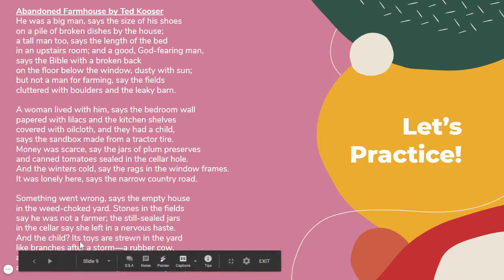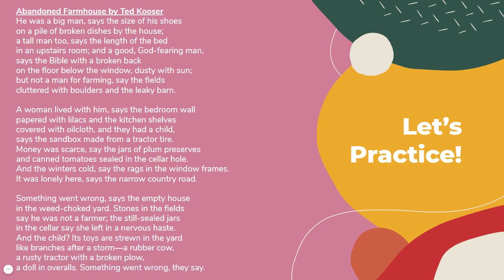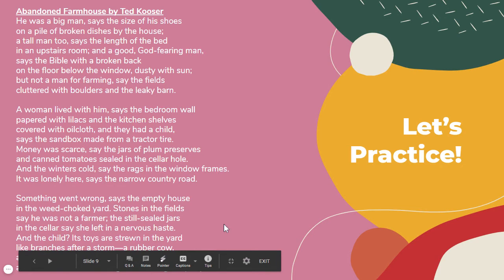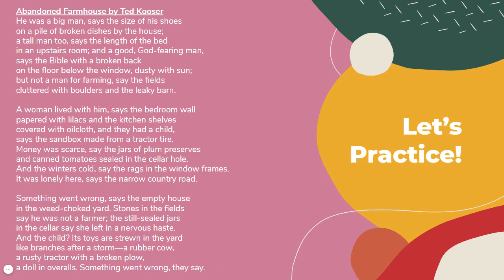Here down at the bottom it says, its toys are strewn in the yard like branches after a storm. So that simile, because it uses the word like, is saying that the toys are just left in these random odd places, like branches might be after a really bad storm. And the word storm itself helps us understand what happened here. Is it an actual storm, or is it maybe a metaphorical storm? Like maybe there was something that made them have to leave very quickly, like illness or a war, or maybe they lost their farm because of money. So think about why they would compare the toys in the yard to a storm. Authors do that on purpose, right?